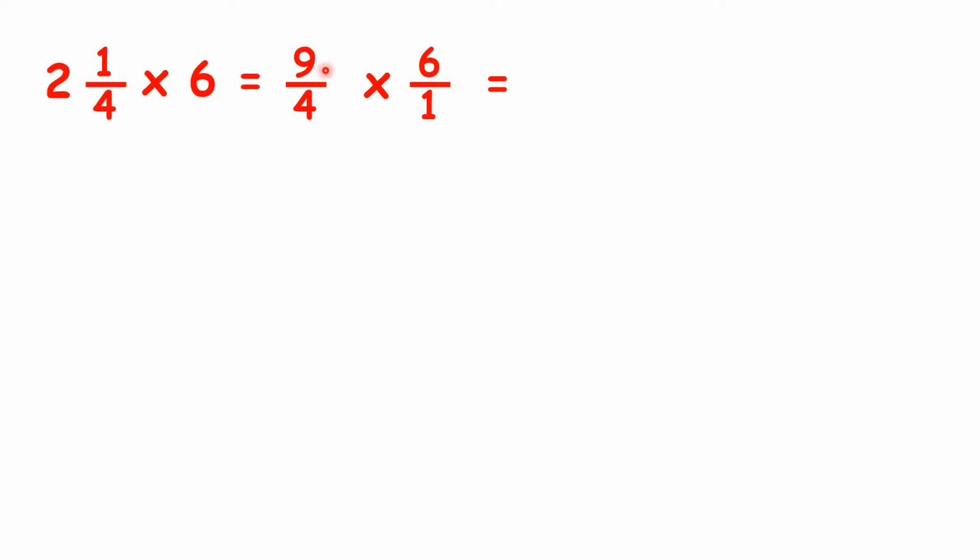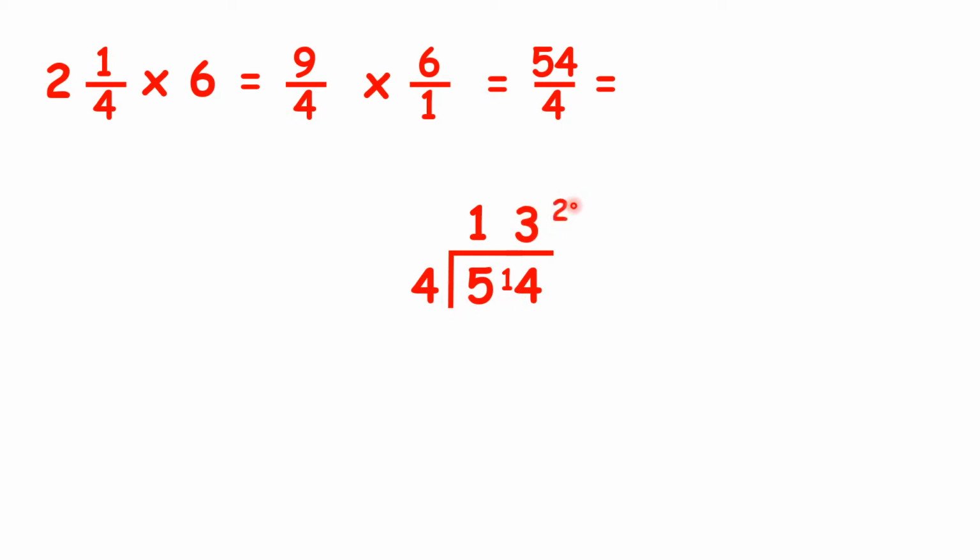When we multiply, 9 times 6 is 54, and 4 times 1 is 4. But let's now change our answer back into a mixed number. 54/4 is the same as 54 divided by 4. So 5 divided by 4 is 1 remainder 1, and 14 divided by 4 is 3 remainder 2. So because we're writing the remainder as a fraction, we write the remainder as our numerator, and then the denominator stays the same. So we have 13 2/4.